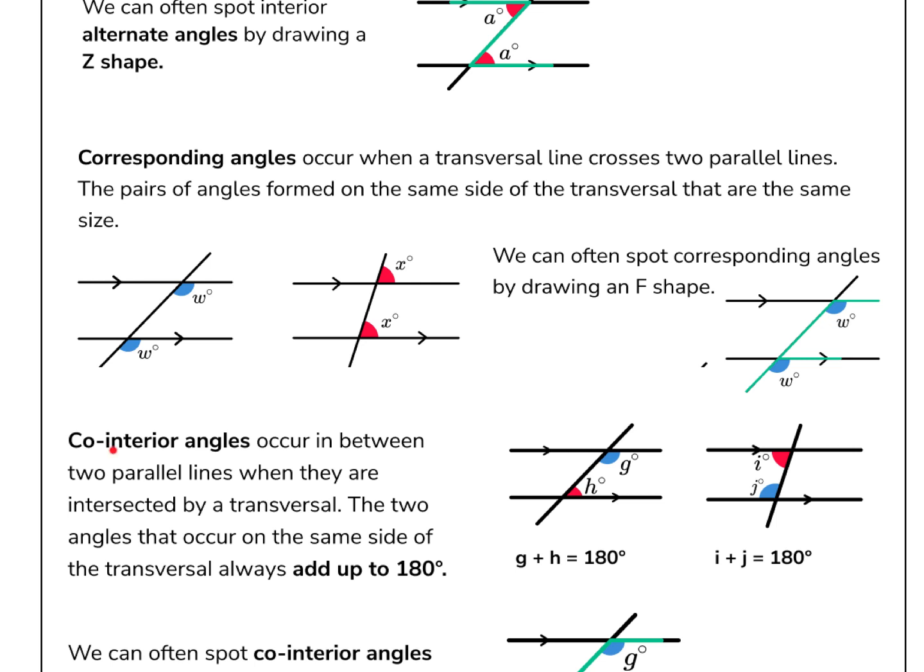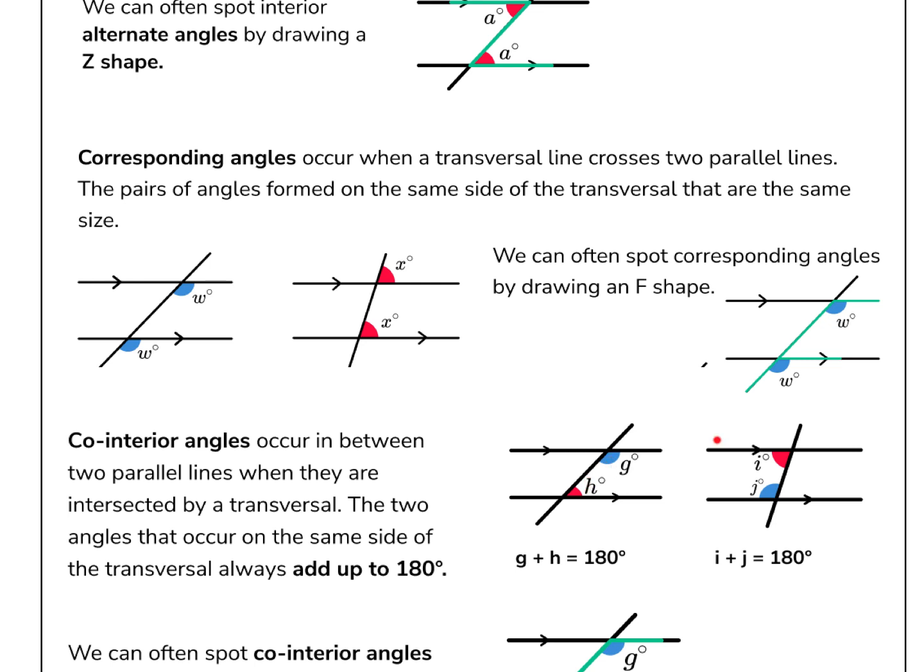Co-interior angles are sometimes just called interior angles. Interior angles occur in between two parallel lines when they are intersected by a transversal. The two angles that occur on the same side of the transversal always add up to 180 degrees. So if you've got your parallel lines and your line that cuts them, the transversal, inside the parallel lines, if you're going the same side, they are not equal, but they add to 180. So if you go opposite sides, alternate, they are the same. If you go on the same sides, interior, they add to 180.